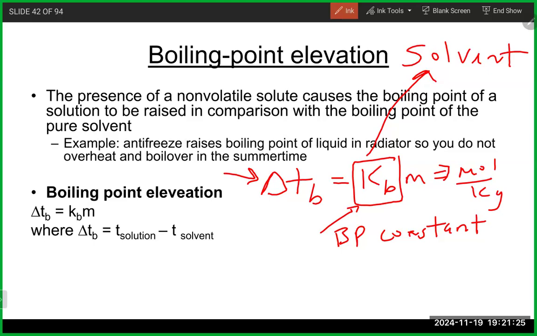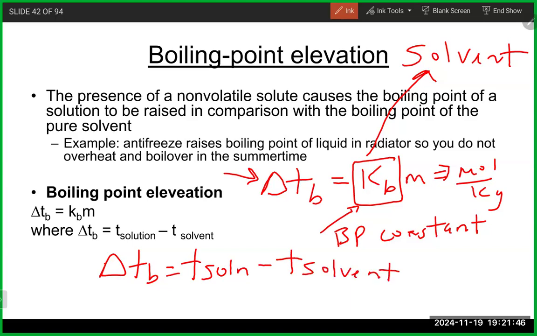Now, in this particular case, because the solution will actually boil higher than the solvent by itself, when we do the change in boiling point temperature, it is opposite of freezing point. You actually want to take the solution's temperature minus the temperature of the pure solvent. And again, that will give you the adding and subtracting correctly in this particular case.